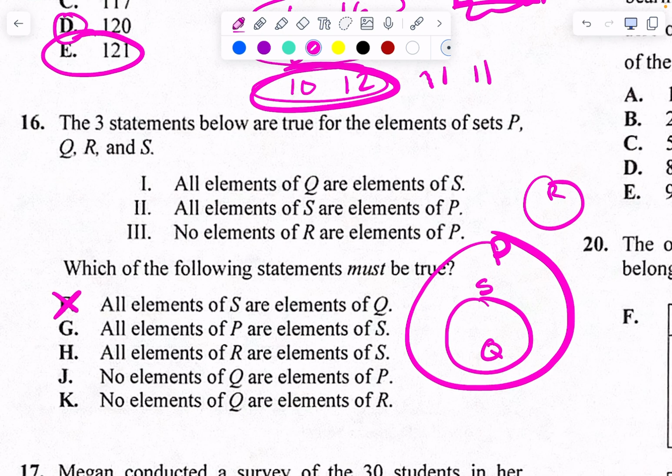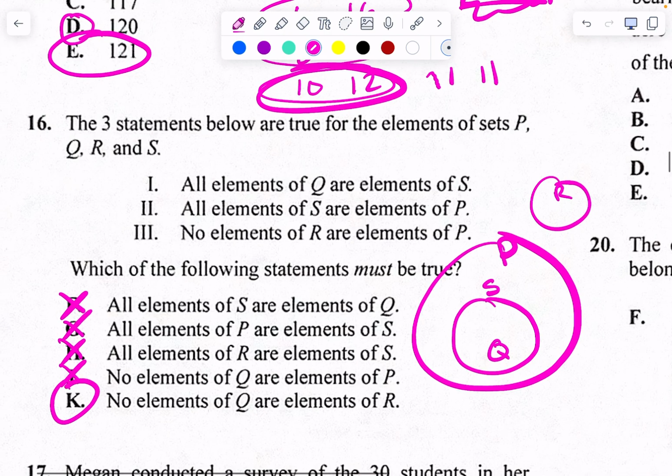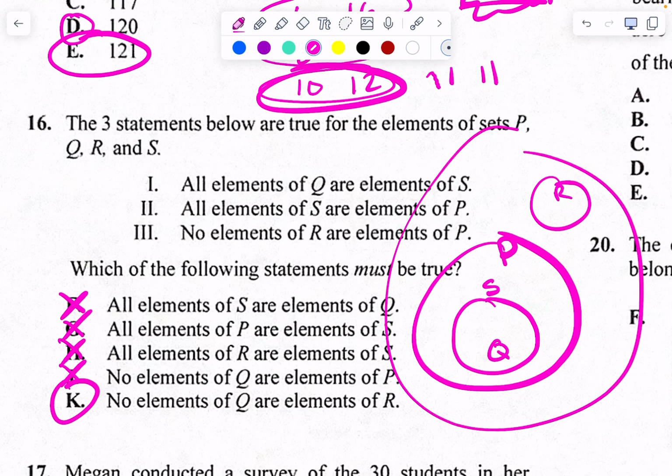Not necessarily. All elements of P are elements of S. Not necessarily. All elements of R are elements of S. No. No elements of Q are elements of P. That's not true. No elements of Q are elements of R. Yes, true. Got it? So draw little bubbles. That wasn't that hard to figure out, but there's a lot of words in there.